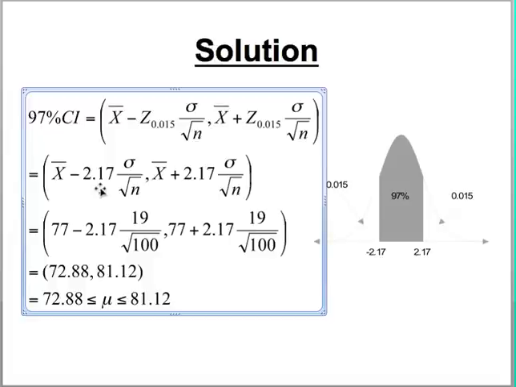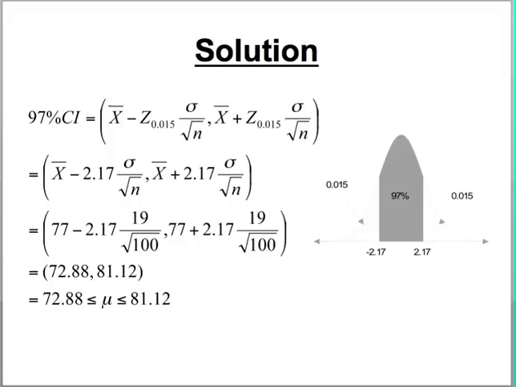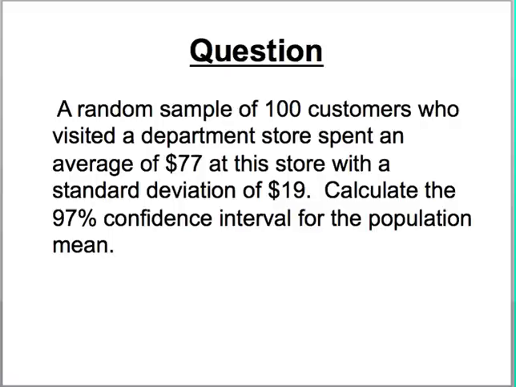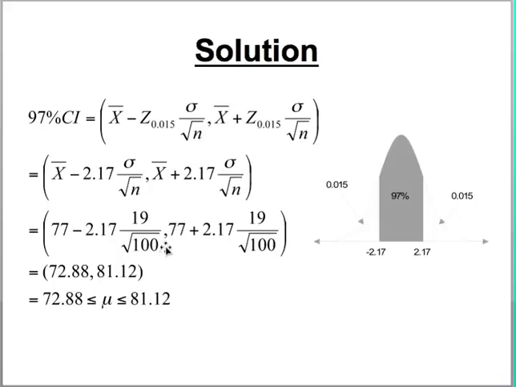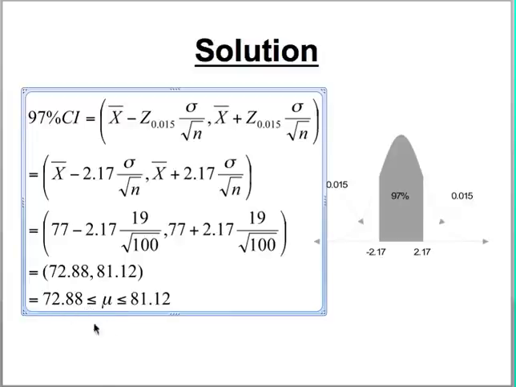All right, so now we can substitute our values. The sample mean from the question before was 77. The standard deviation was 19, and our sample size was 100. So we plug those values in. Our lower value works out to be 72.88, and the upper value works out to be 81.12. All right, we can write it as an interval. Mu lies between 72.88 and 81.12.